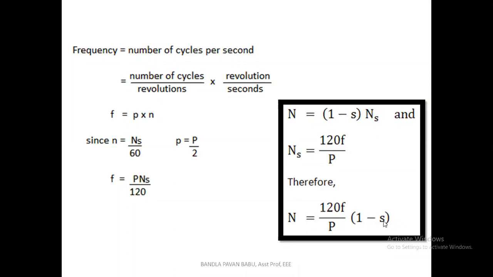The slip can range from 0 to 1, but neither at 0 nor at 1 can the motor run practically. The slip should vary from 2 to 8% at full load. That is the standard value; by referring to different textbooks, it is given as 2 to 8%.